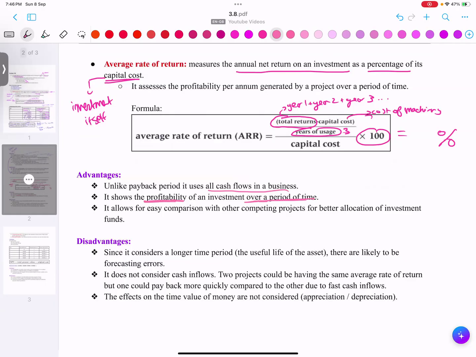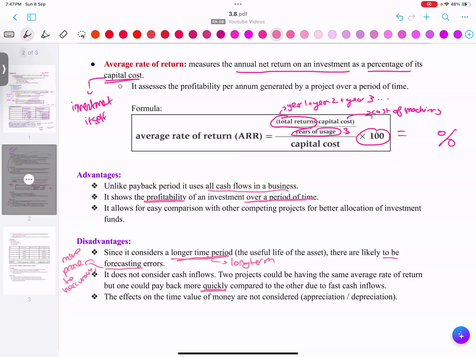Disadvantages: since it considers a longer time period, the useful life of an asset, there are likely to be forecasting errors. So, the opposite of payback period, it is long term, so it's more prone to inaccuracies. It does not consider cash inflows. Two projects could have the same average rate of return, but one could pay back more quickly compared to the other due to fast cash inflows. So it does not talk about how quick it is. It doesn't acknowledge this point.